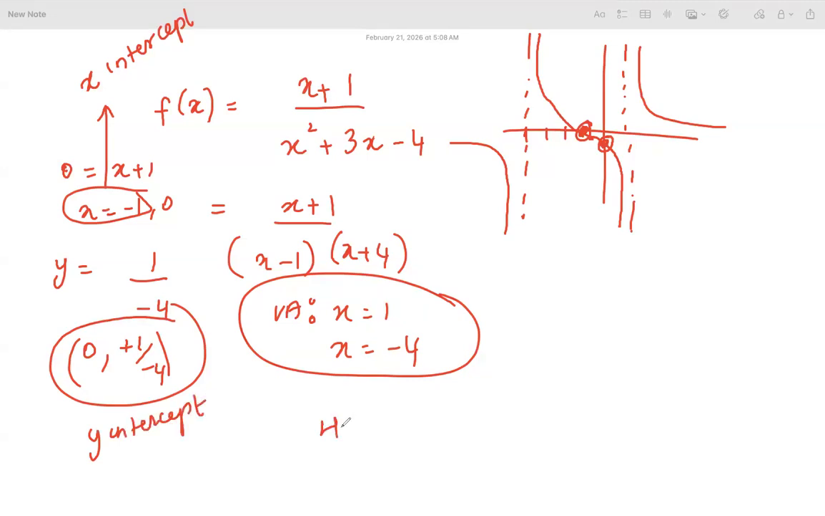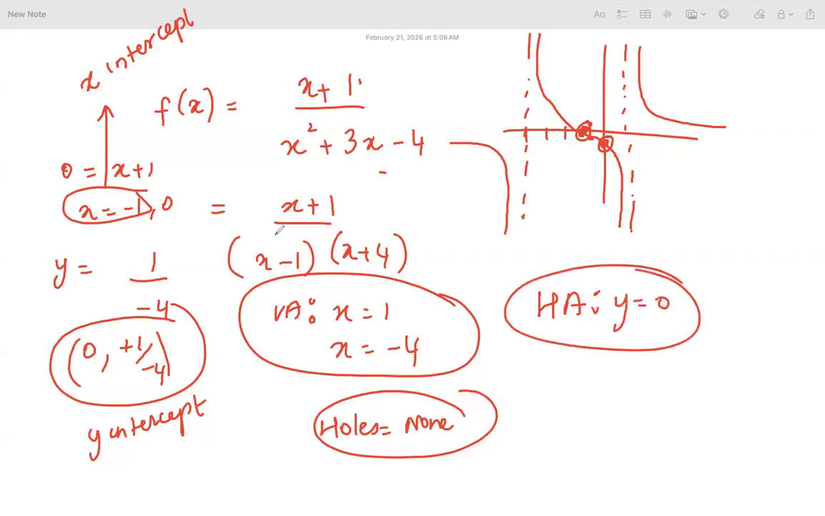And then there are no holes. Nothing is getting cancelled, none. What else did you do? X-intercept, y-intercept, vertical asymptote. For the horizontal asymptote, the degree of the numerator is less than the degree of the denominator, so y equal to 0 is your horizontal asymptote. Any questions? Domain: you will write minus infinity to -4, then -4 to 1, then 1 to infinity, all union. Any questions?